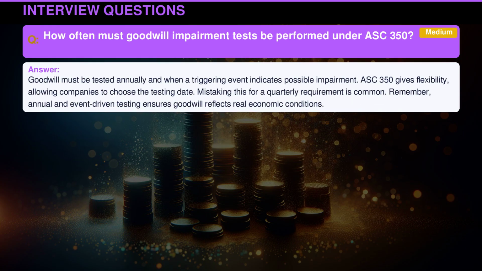Goodwill must be tested annually, and when a triggering event indicates possible impairment. ASC 350 gives flexibility, allowing companies to choose the testing date. Mistaking this for a quarterly requirement is common. Remember, annual and event-driven testing ensures goodwill reflects real economic conditions.